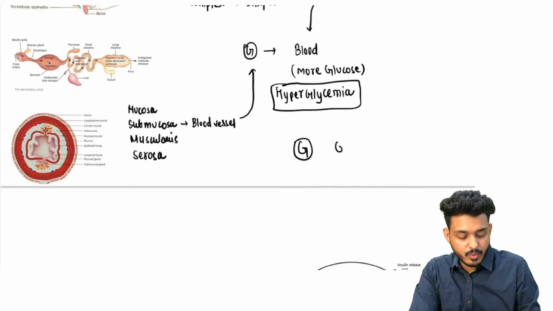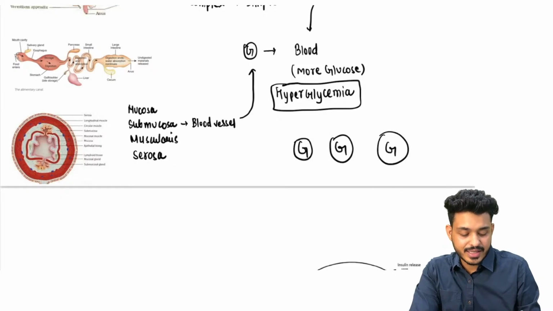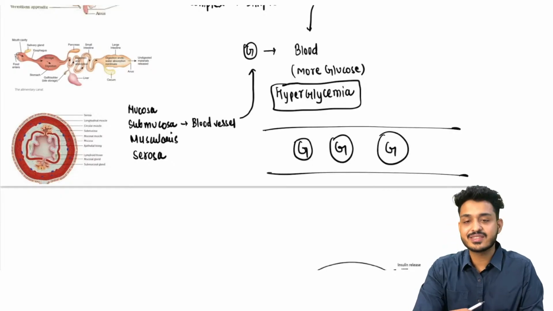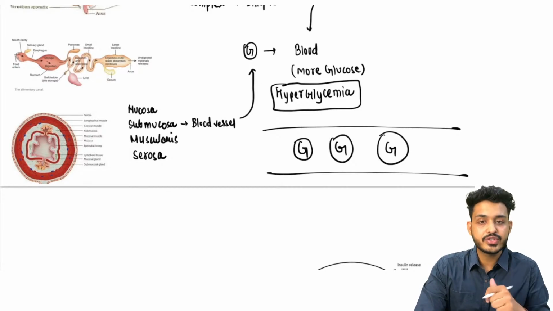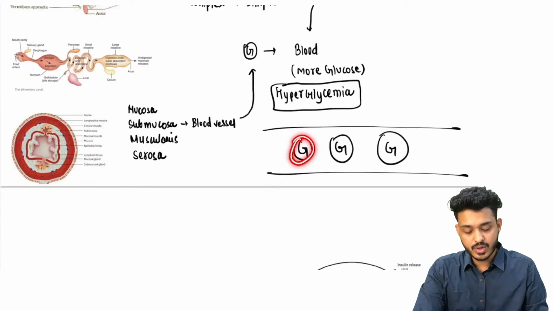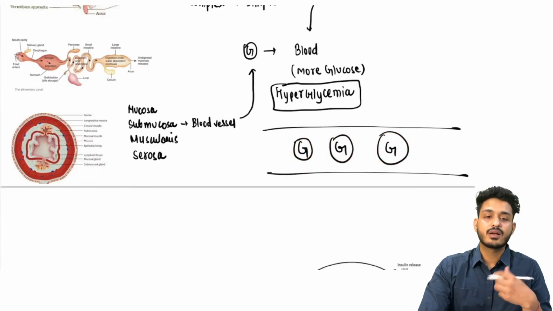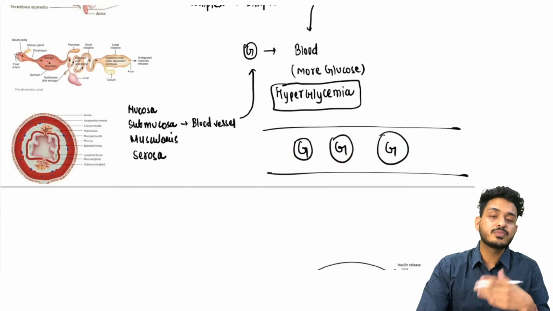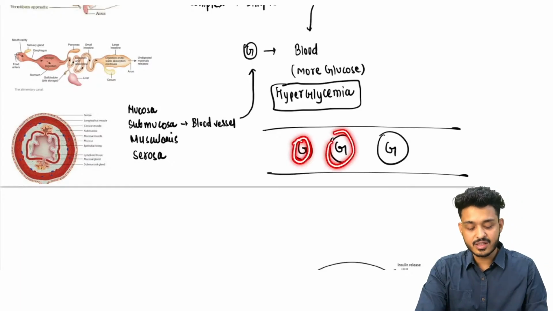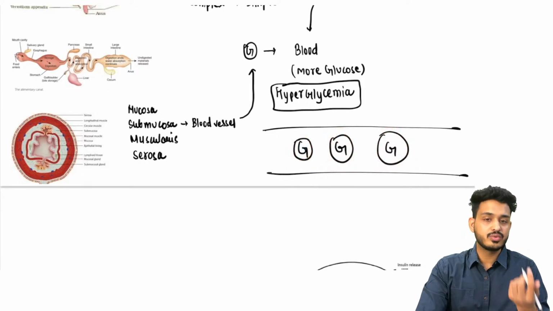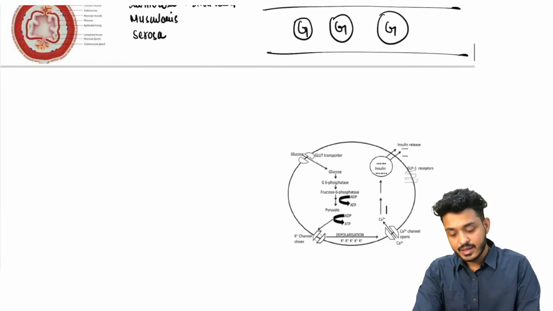When you are having more glucose in the blood vessel, this is known as hyperglycemia. And you already know blood is a connective tissue. So what is the function of a connective tissue? Connective tissue means it will be transporting things all around the body, right? Now this glucose will be transported all around the body through the blood. Blood is a connective tissue, right? So what is going to happen?